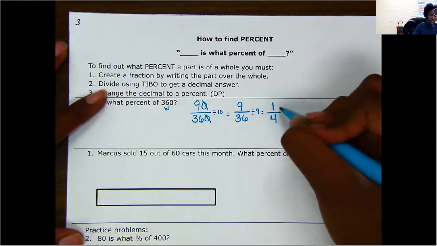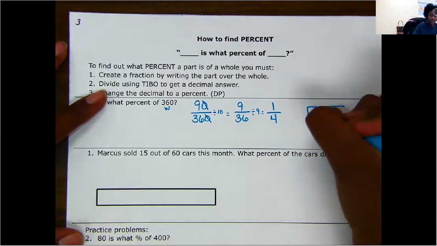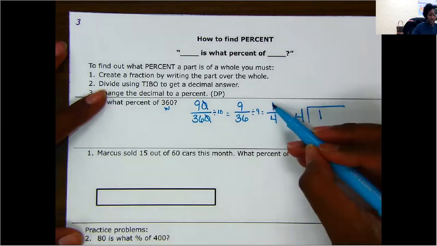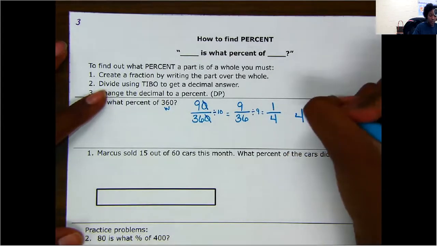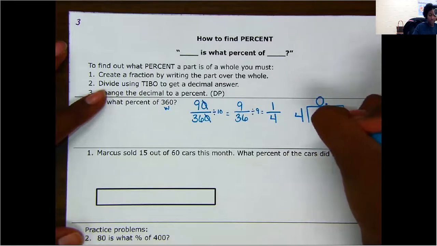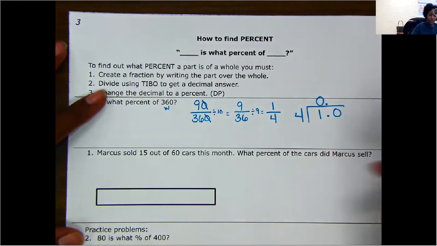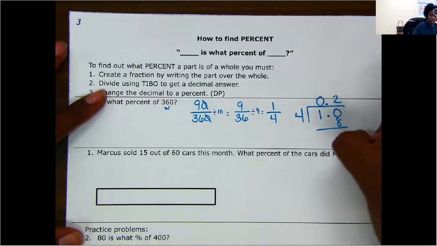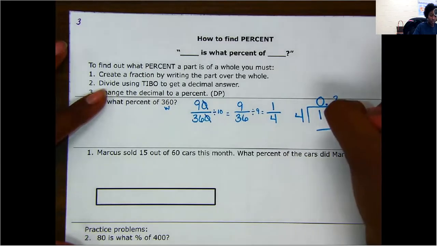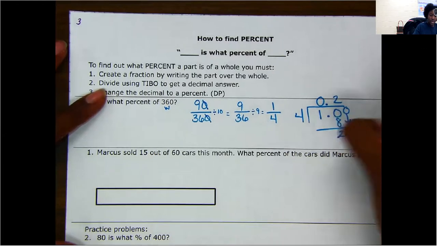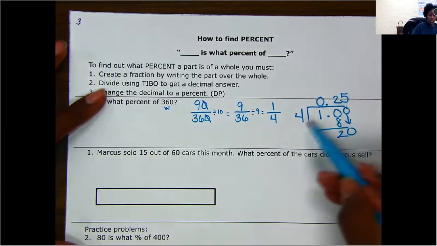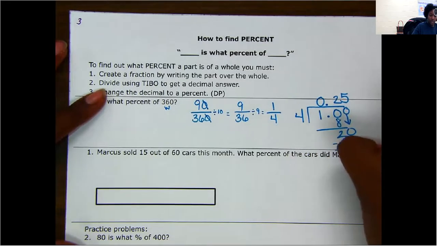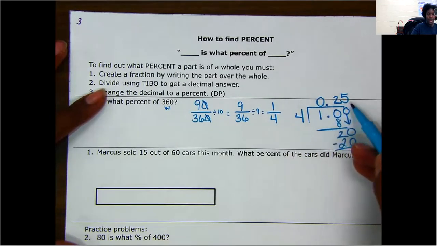Some of you, if you realize it's a benchmark fraction, you already know what this is as a decimal. But just in case you don't realize what it is, top in, bottom out. 4 will not go into 1. 4 will go into 10 2 times with 2 left over. 4 will go into 20 5 times. So now we have 0.25.